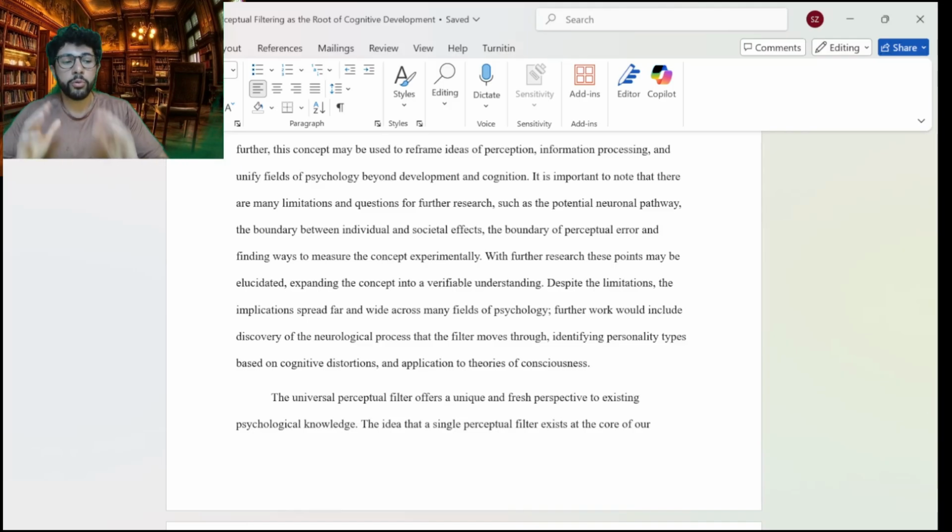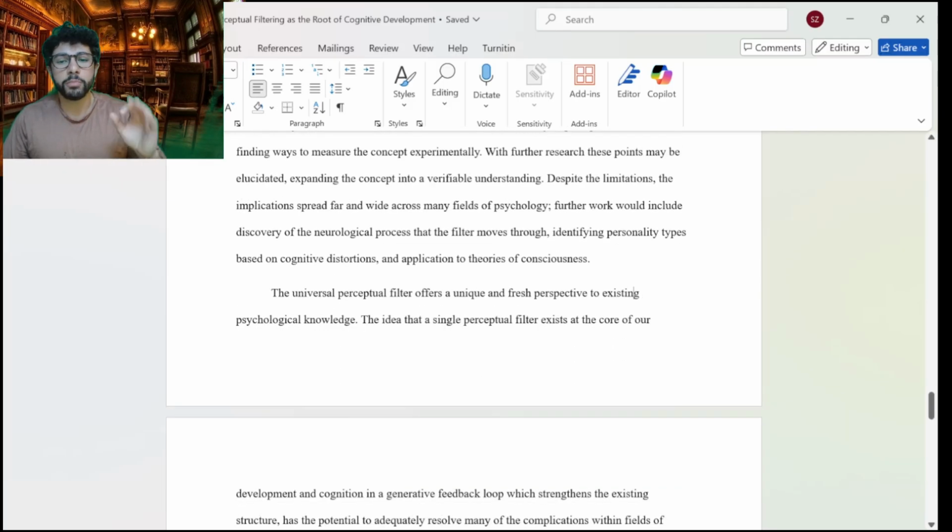Okay, this is the whole point of this, is to unify psychology, the entire field of psychology, under a single framework. That is the point. That is the purpose. That is the goal. That is what I wanted to do when I initially started creating this idea. Okay, well, actually, it wasn't. There was some. Okay, that's a different story. That's a story for another day.